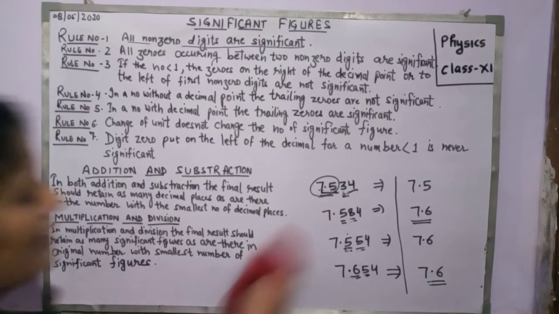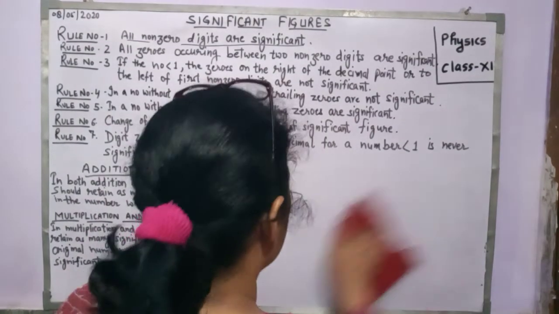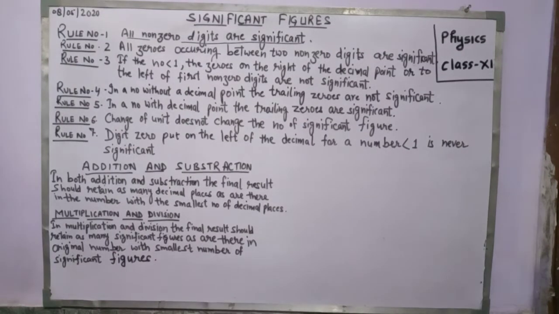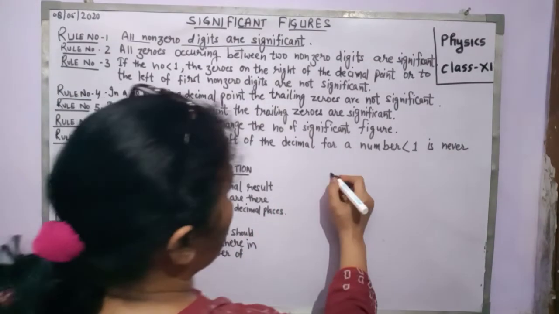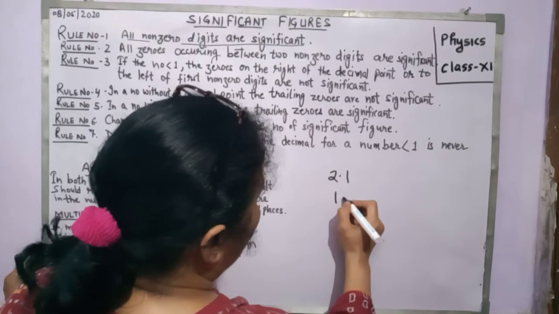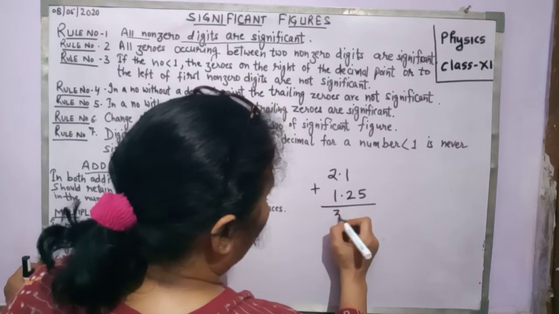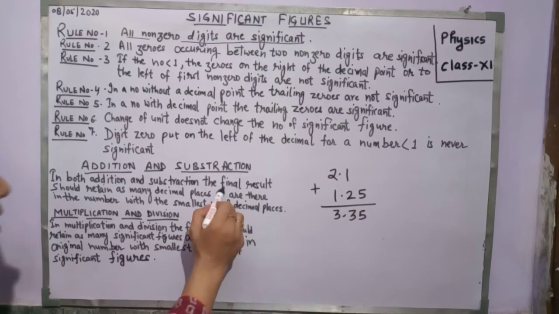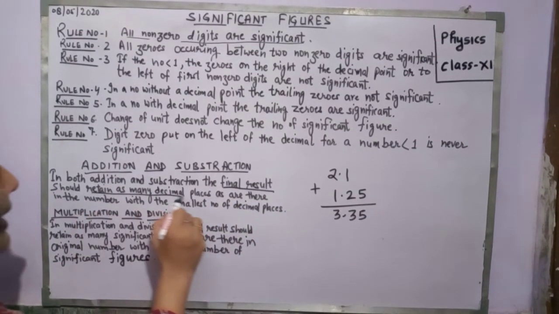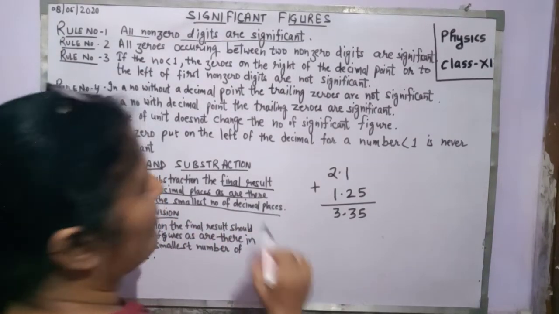Now, addition and subtraction on the basis of significant figures. Numericals come from this one. How can you add or subtract 2 numbers having different significant figures? Suppose one number is 2.1 and the second number is 1.25. We have to add these numbers, and you will get 3.35. Now the final result should retain as many decimal places as there are in the number with the smallest number of decimal places.